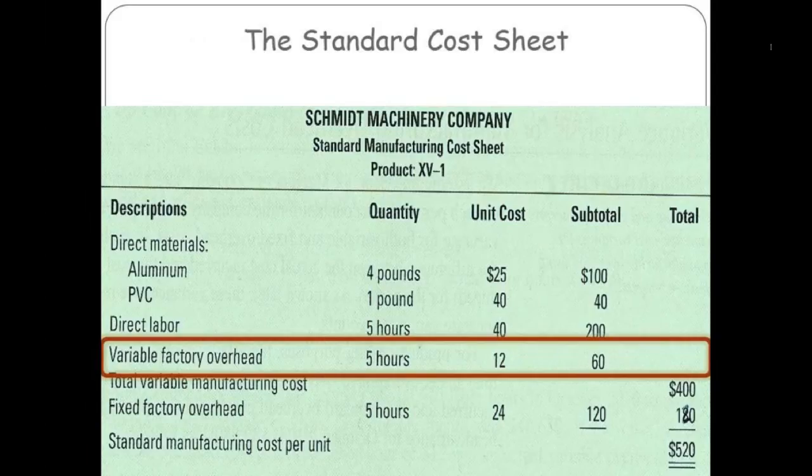This goes back to our standard costing sheet, which we saw last time. This is the line we're looking at here. 5 hours, $12 an hour, $60 per unit. So for each unit, as it's produced, it's absorbing $60 of overhead.